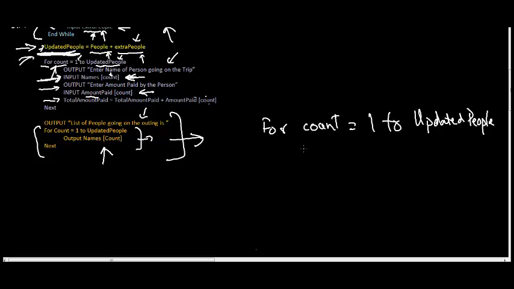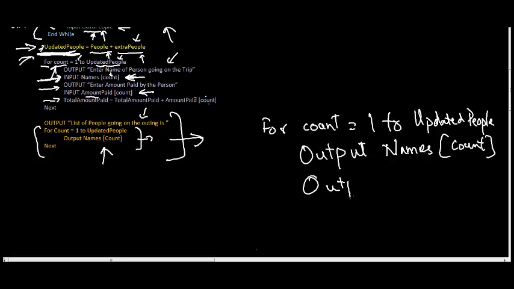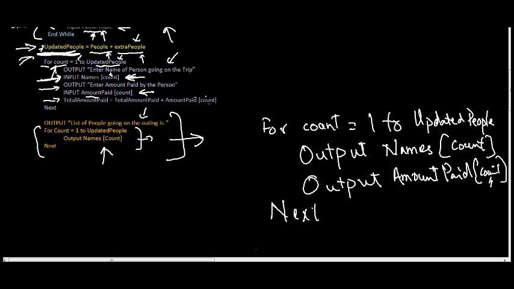we are going to output names of the people, and we're also going to output the amount paid by the person, right? So both the things need to be output. So amount paid count, this is count, right? Next, so this is what the for loop should look like instead of this, right?